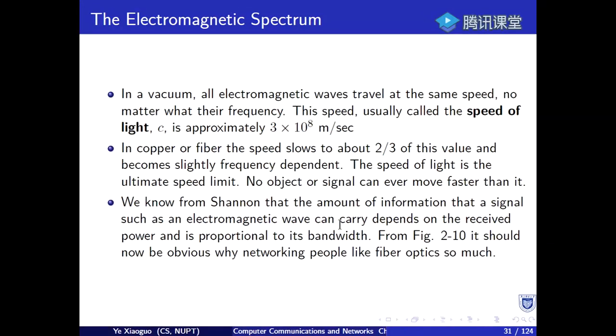For wireless transmissions, there is a concept of the electromagnetic spectrum in the vacuum. All electromagnetic waves travel at the same speed, no matter what their frequency. This speed is usually called the speed of light, c, approximately 3 times 10 to the power of 8 meters per second. In copper or fiber, the speed slows to about 2/3 of this value and becomes slightly frequency dependent. The speed of light is the ultimate speed limit. No object or signal can ever move faster than it.